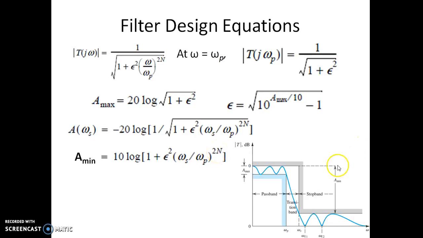So this is Amin, from the maximum of the passband magnitude to the minimum required magnitude at the edge of the stop band. This is the edge of the passband, this is the edge of the stop band, and this is Amax, the maximum allowed variation in the passband.